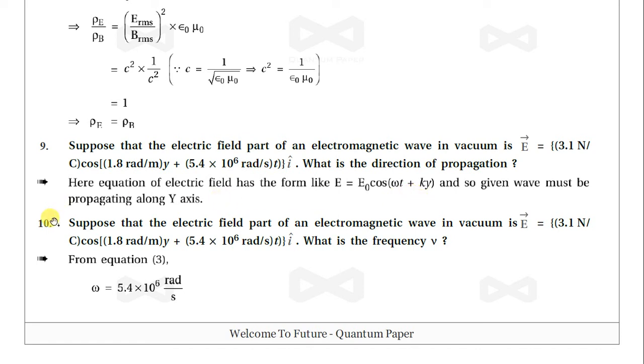Now suppose the electric field part of an electromagnetic wave in vacuum is E = 3.1 N/C cos[(1.8 rad/m) y + (5.4 × 10^6 rad/s) t]. What is the frequency of the wave? With this phenomenon, we represent omega. So ω = 5.4 × 10^6.